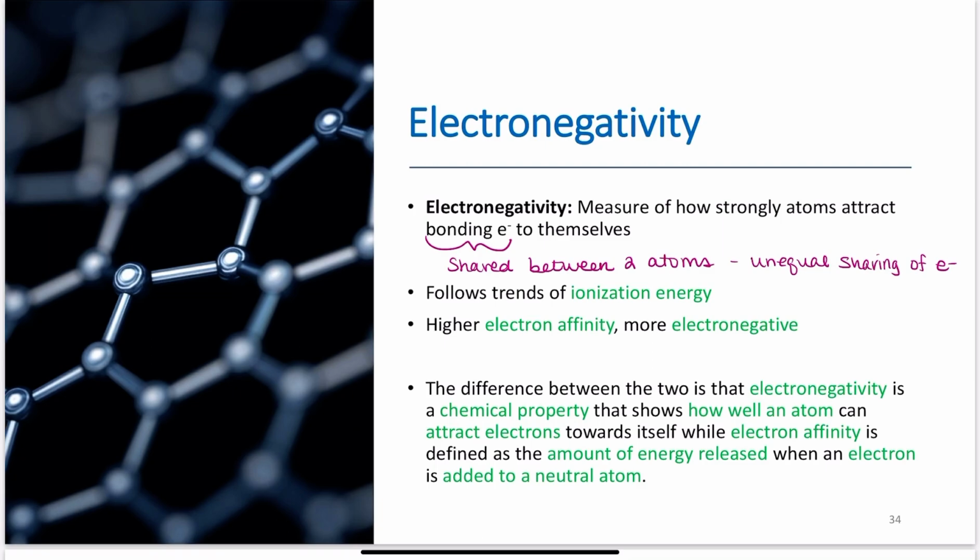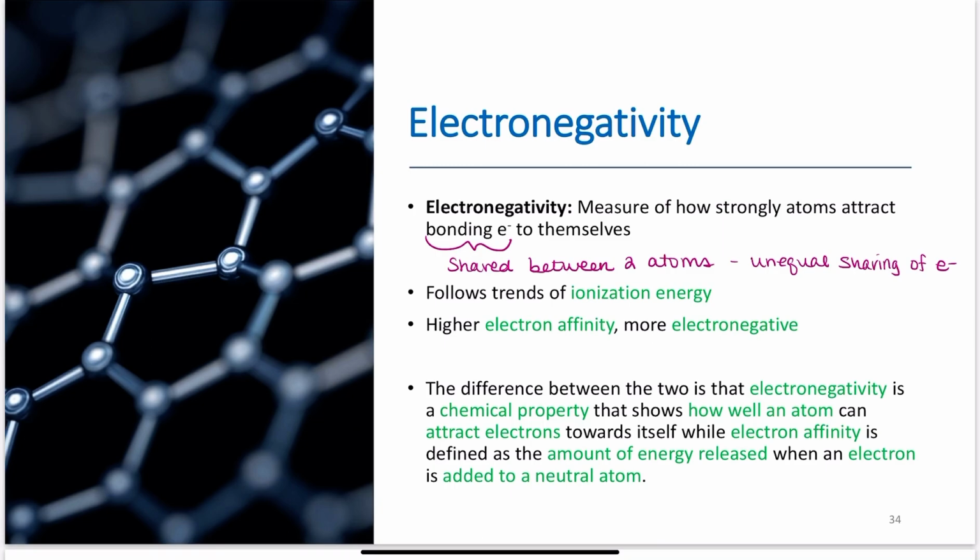The higher your electron affinity, the more electronegative something is. So remember what electron affinity is? How much is an atom in the gaseous phase willing to pay for an electron? So that's why it follows the ionization energy trend as well. Ionization energy, how much energy do I have to pay it to give up an electron? Electron affinity, how much is it willing to pay me to give an electron?